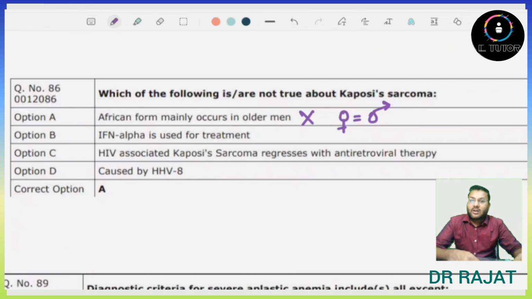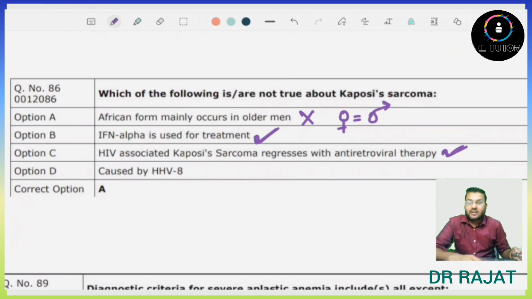Then interferon alpha is used in the treatment. This is true. HIV-associated Kaposi sarcoma regress with the antiretroviral therapy because it is associated with HIV. So if we treat the HIV or if we give any retroviral therapy, then Kaposi sarcoma will also get decreased.